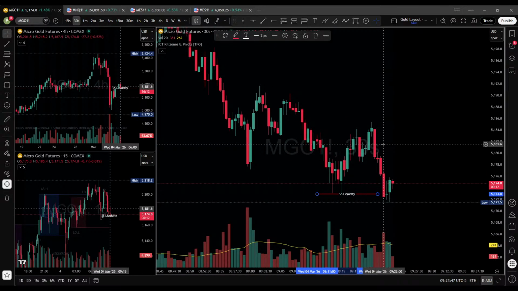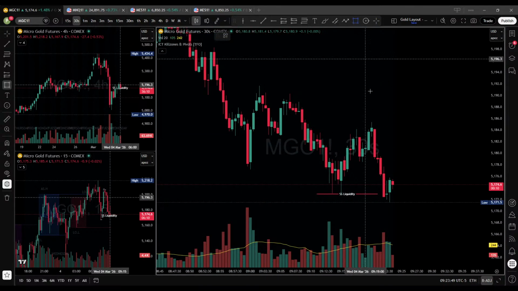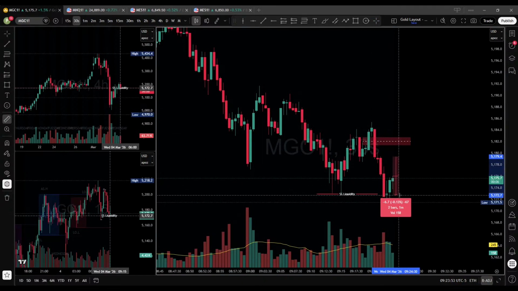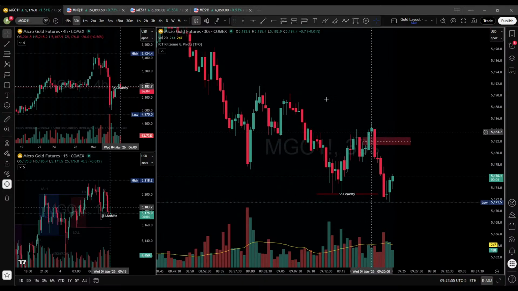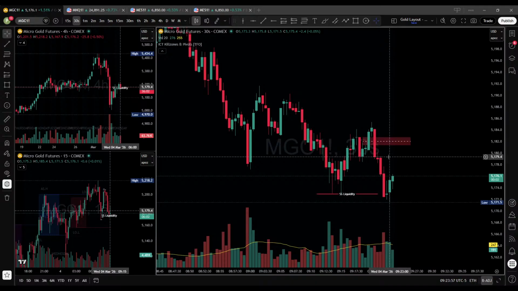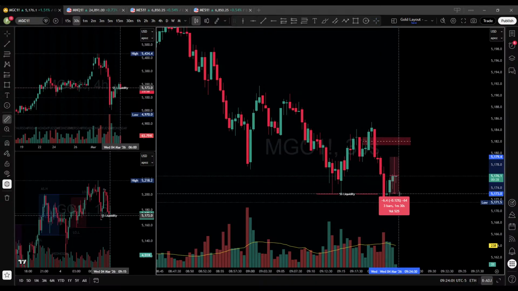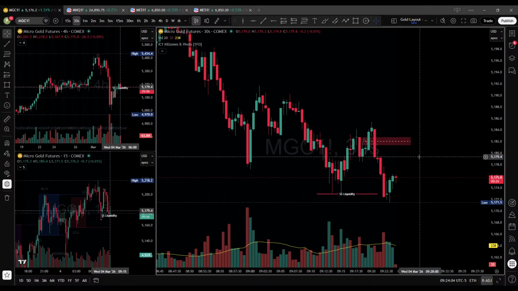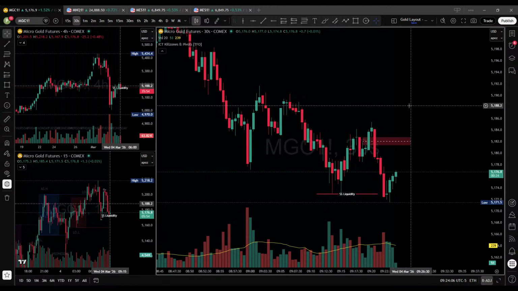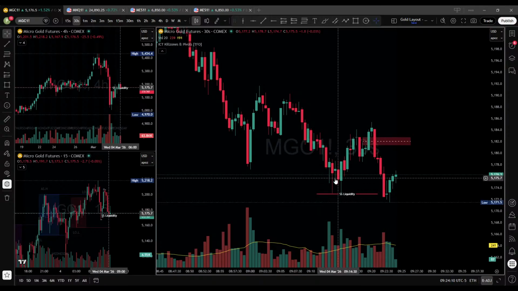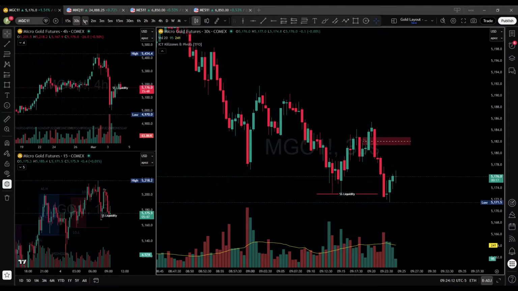We entered on to this inversion, fair value gap inversion right here, and we took out this 6 points of easy trade. Price did not even go and draw down much, just 7 ticks of drawdown and 64 ticks of profit. I'm not saying the price will continue to move downside, but this becomes a good draw on liquidity.